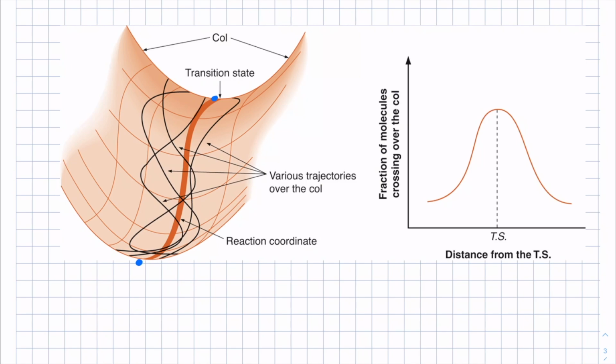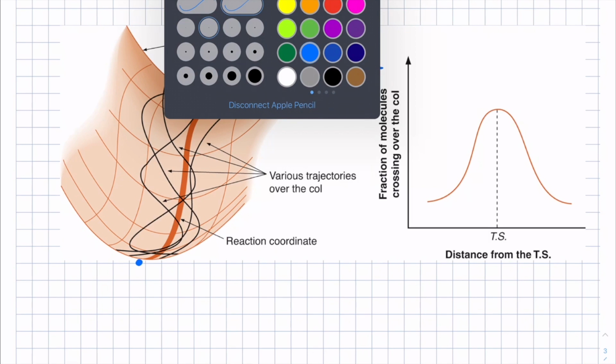And that is because at that transition state, the second derivative of energy with respect to the distance or whatever coordinate is negative at 1 and only 1 coordinate. The sort of cross section of the potential energy surface along this saddle is called the col, which I'm not sure how to pronounce. Coal.